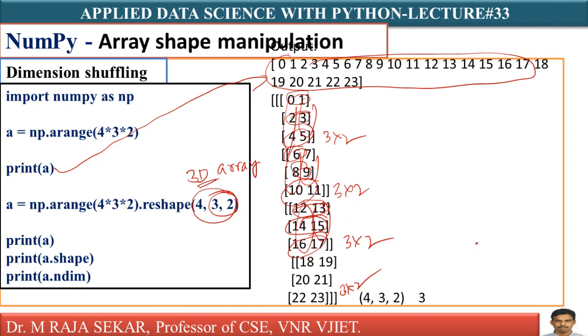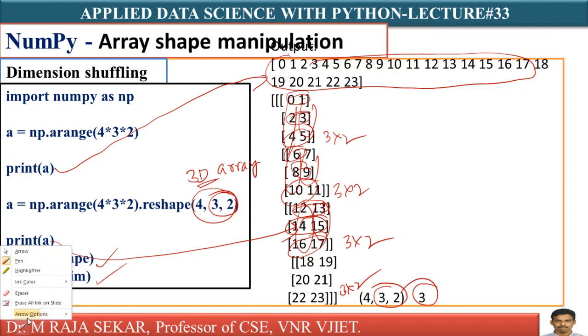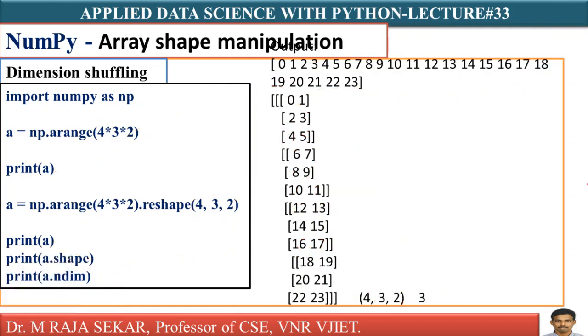That's what it says. Print A means that's what it's printing. A.shape: what is the shape? 4 matrices, each matrix size is 3 by 2, that is 4, 3, 2. A.ndim means the dimension of this matrix is 3, meaning this is a 3-dimensional matrix. What does it mean? Even I can construct 3-dimensional matrices from a given single-dimensional matrix.